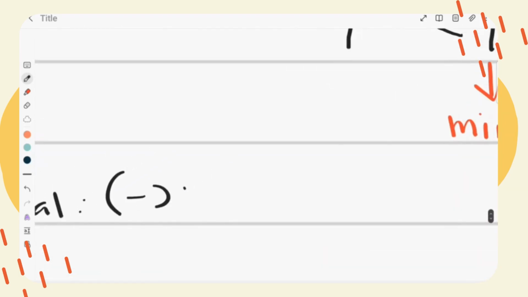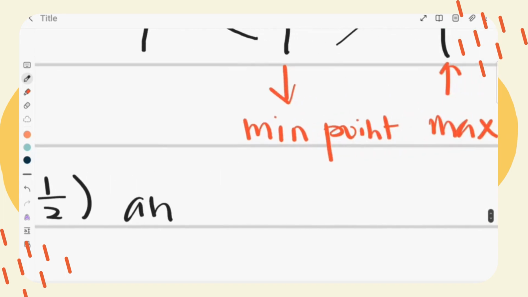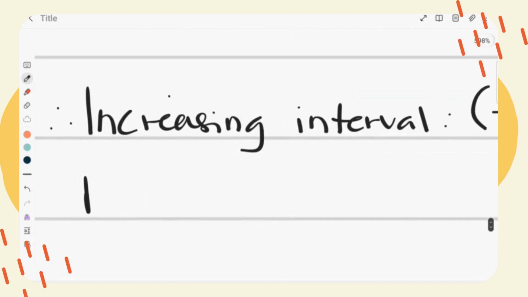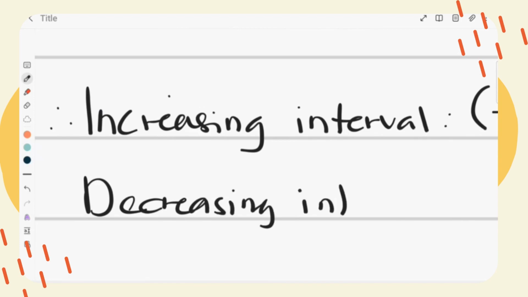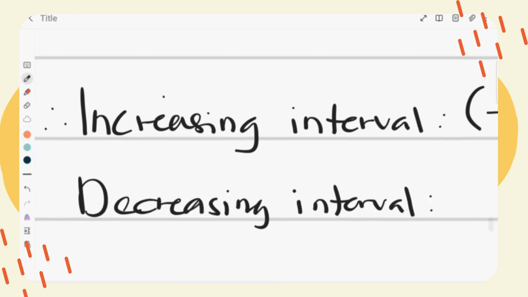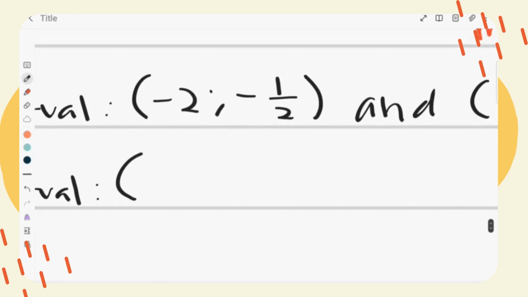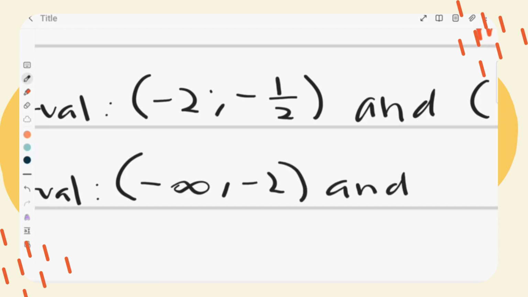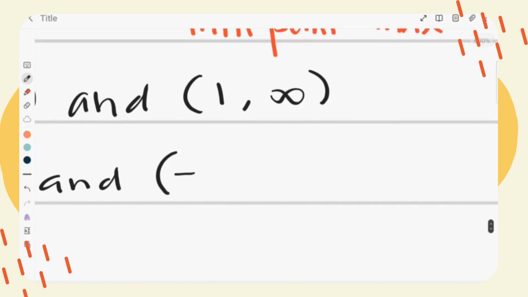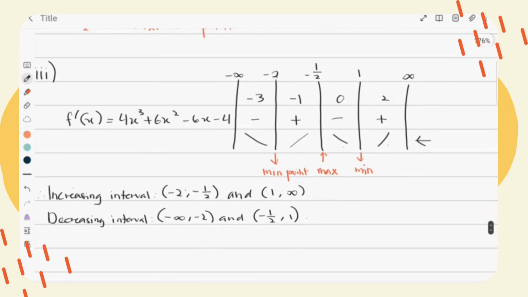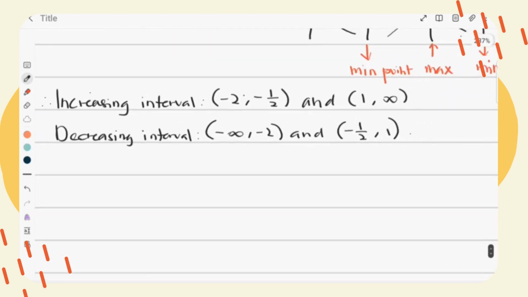So -2, -half, and 1 to infinity. For the decreasing interval, we get -infinity to -2 and -half to 1. So this is our interval of increasing and decreasing.